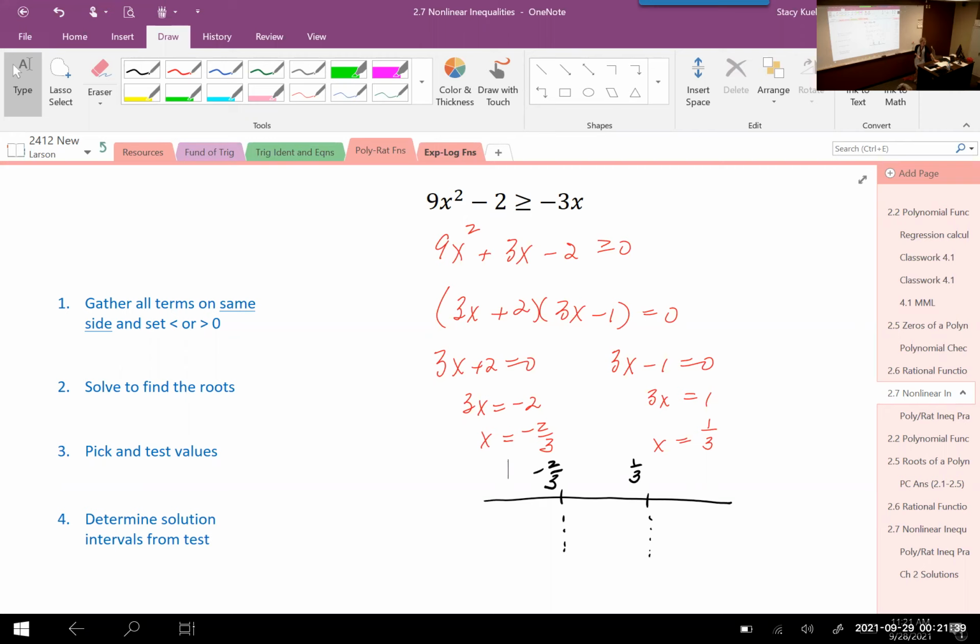So to the left of negative 2/3, am I positive or negative? Positive. Okay, so I'm going to be positive there. In between negative 2/3 and 1/3, I'm what? Negative. What'd you say, positive? Positive to the left of negative 2/3.